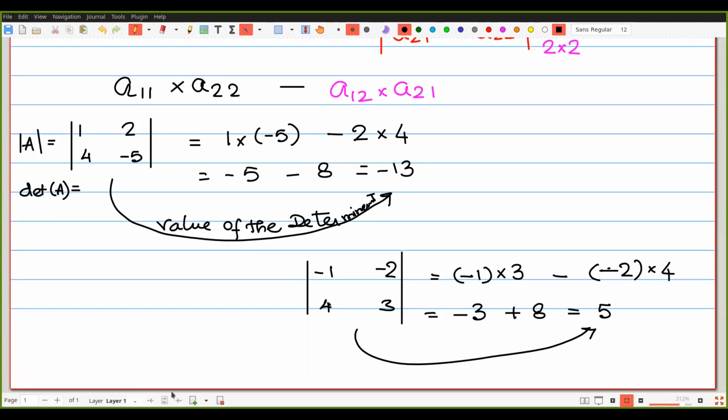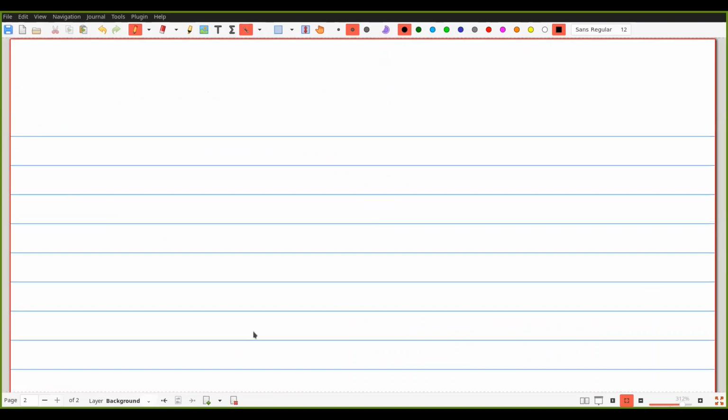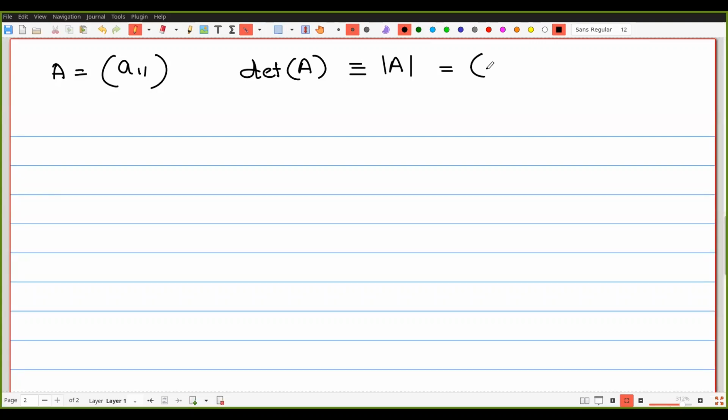Yes, okay, sir. Suppose we have a 1 cross 1 matrix. Suppose A is equal to A11. What is the determinant of A? That is a square matrix, so the determinant must be A11.